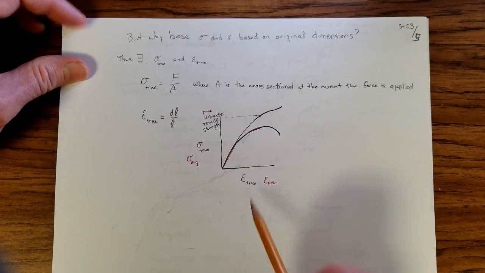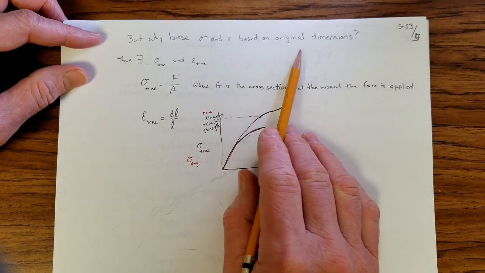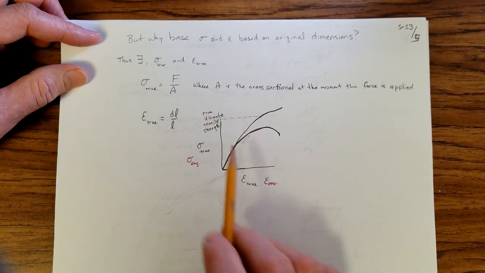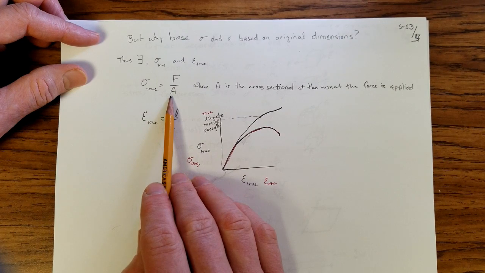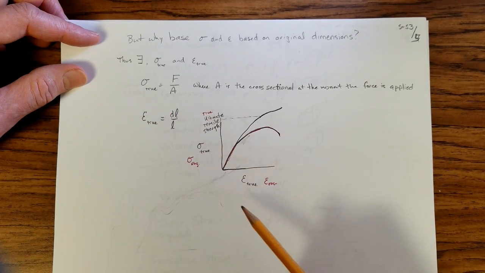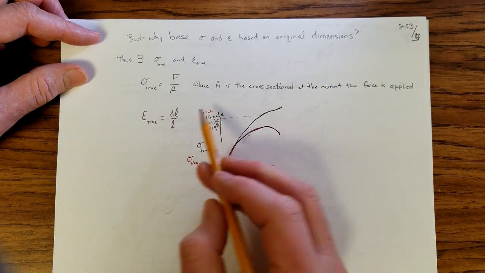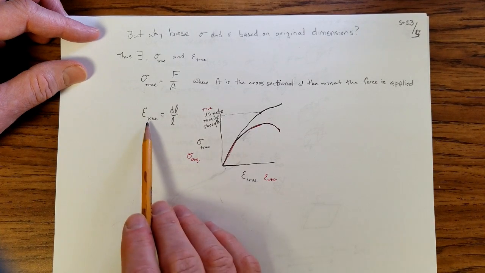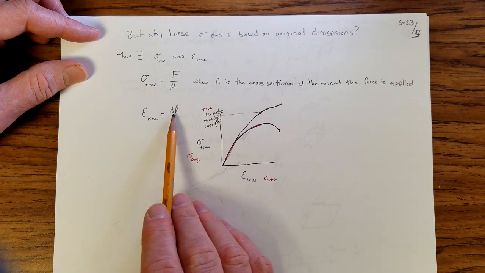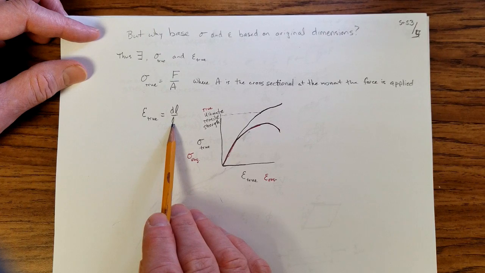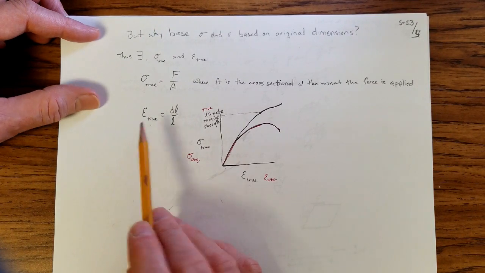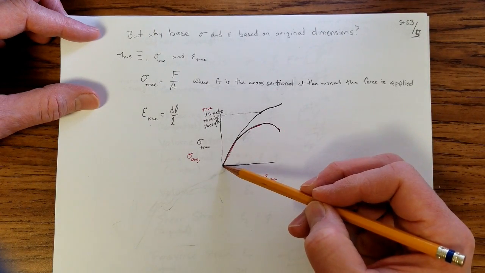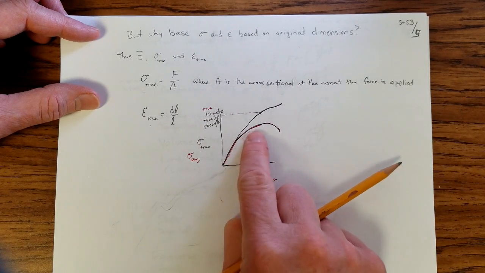And there we are. So if you don't want to base it on the original dimensions, but base it upon the dimension at that moment, so if I'm doing the force over the cross-sectional area at that moment the force is applied, then you end up with what is known as true stress. And if I look at the strain based upon how much it changes relative to the current length, it's known as true strain.